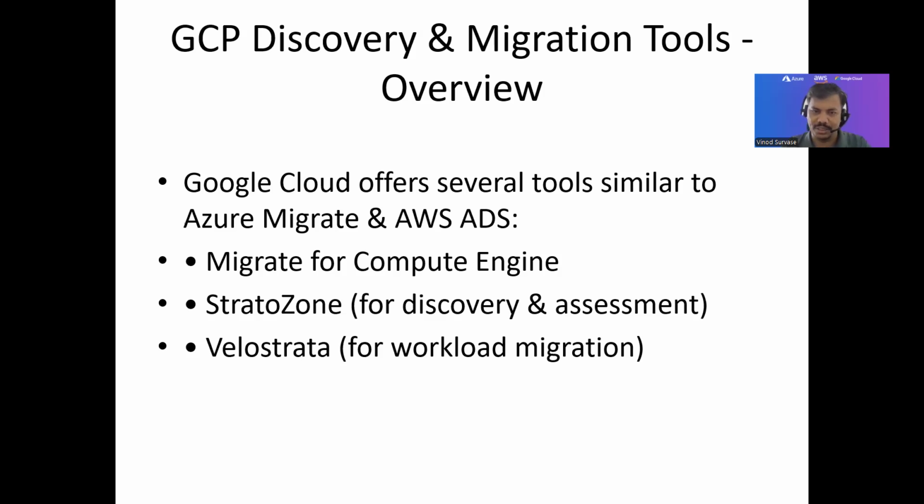And the next is for GCP, right? GCP has some capabilities and tools, which include Migrate for Compute Engine, then StratoZone and Velostrata, right? So GCP, or Google Cloud, offers these many tools, similar to Azure as well as AWS, right? Each tool is going to be available for different purposes. For example, Migrate for Compute Engine, right? Then StratoZone for discovery and assessment, and Velostrata for workload migrations, right? So these are the different tools that we can use.